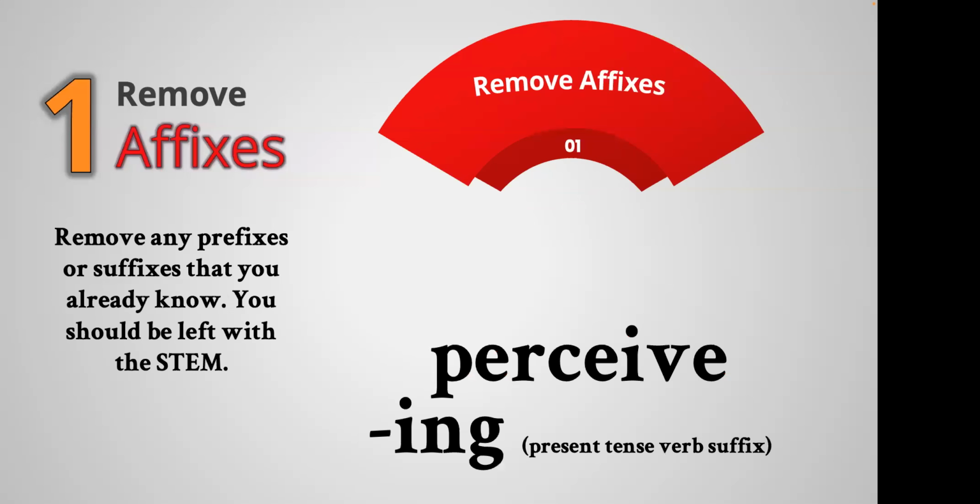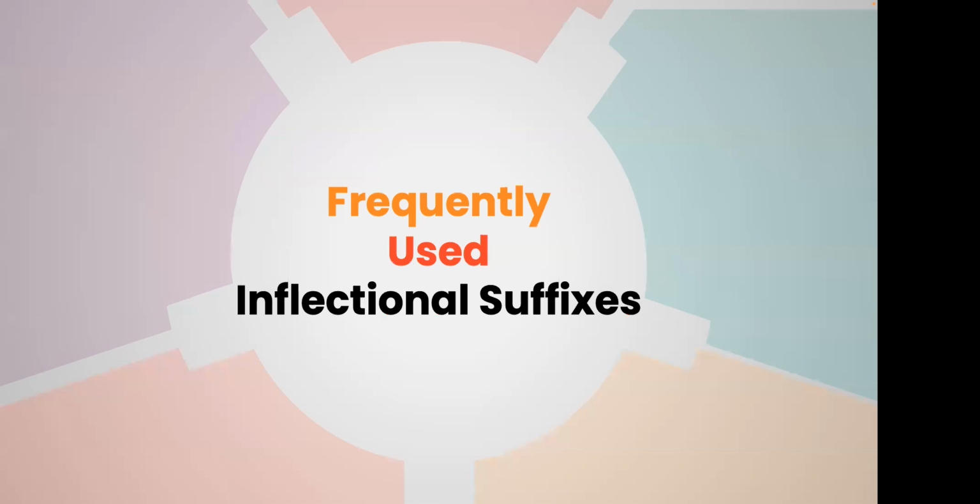Why would I do that? Well, I already know that that ing suffix is a verb suffix. It's one I'm pretty familiar with, so I don't need to plug it into Etymonline to find out the meaning. I already know what that morpheme means. So I usually peel off those frequently used inflectional suffixes: ing, plural s, ed, es. Those ones I'll take off at the start before I plug any word into Etymonline.